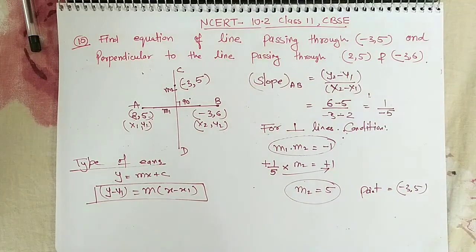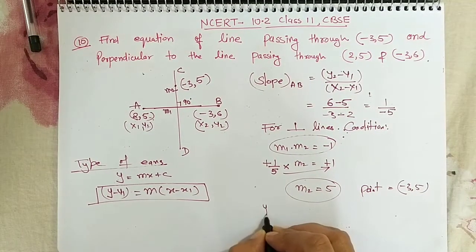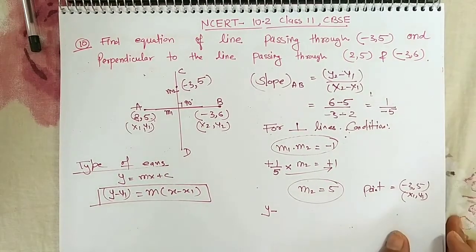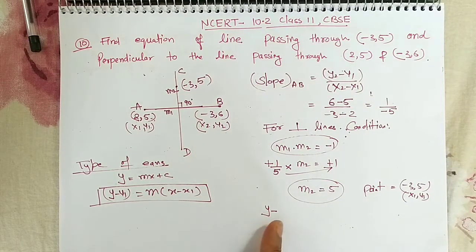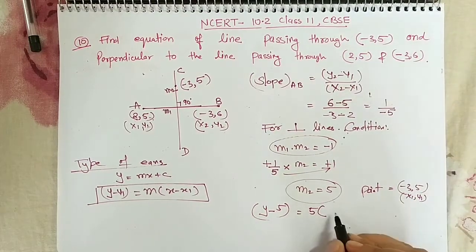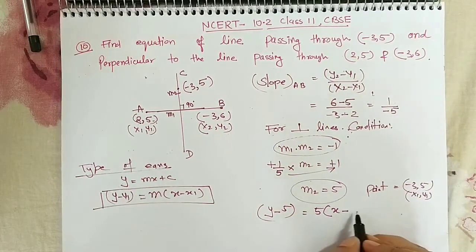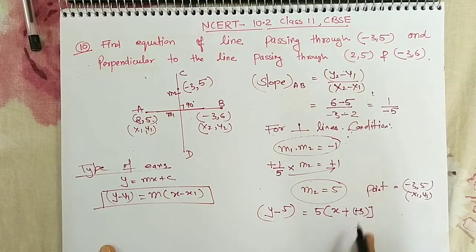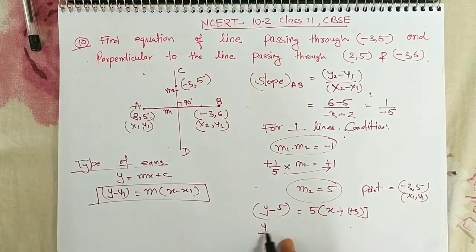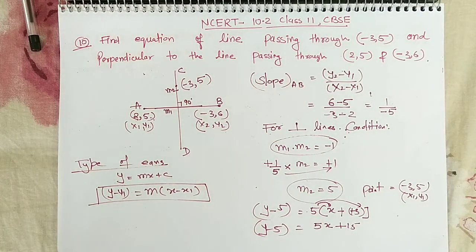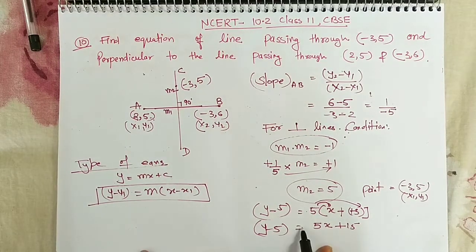Okay, so let me use it here. So I will use y minus y1. This is the point given, so I will call it x1 and y1. So y minus y1, y1 is 5, is equal to m, which is 5, into x minus x1. x1 is minus of -3, so this minus will become plus. The equation will be y minus 5 is equal to 5x. This 5 is multiplied with both. 5 into 3 is 15. Okay, so now this is my equation.